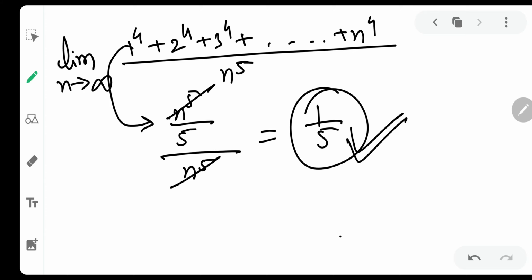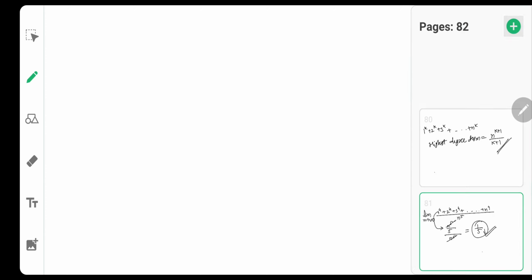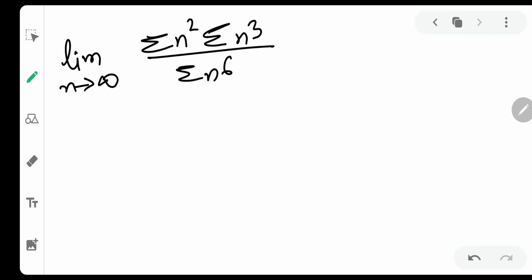You can get ample number of sums like this. Let us do one more sum. Limit n tends to infinity, summation n square, summation n cube, upon summation n raised to 6.